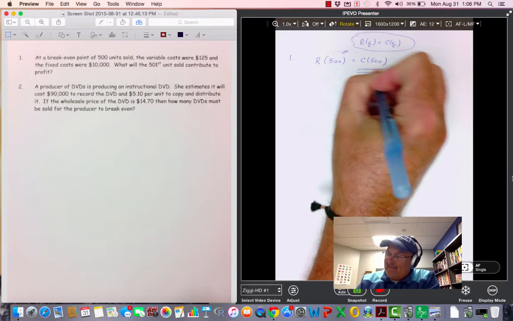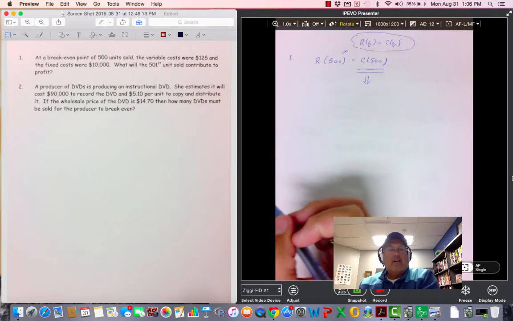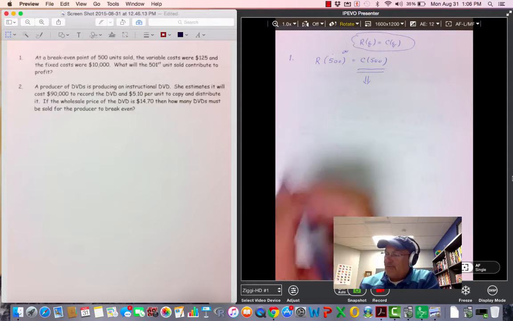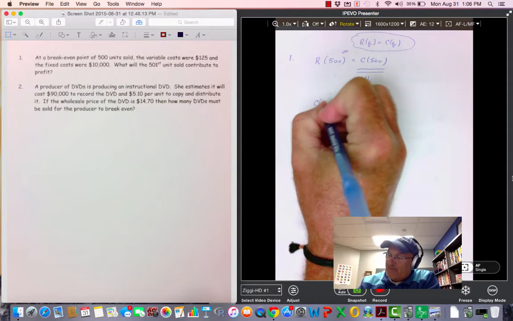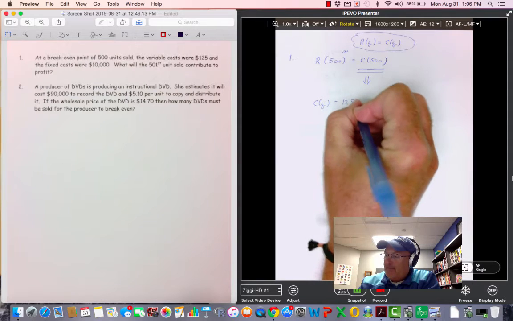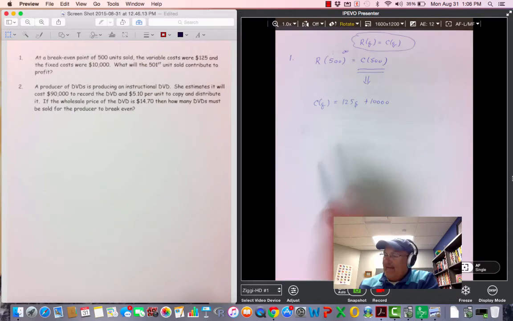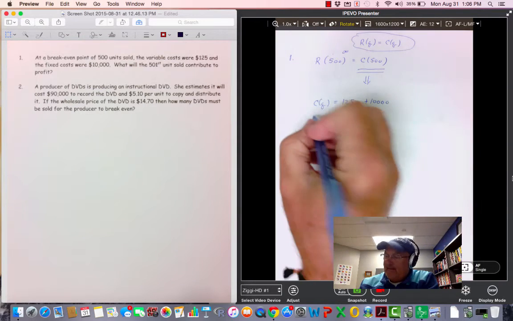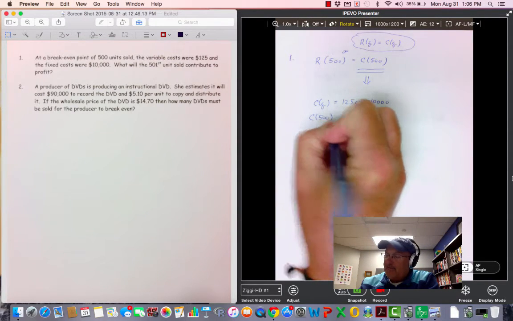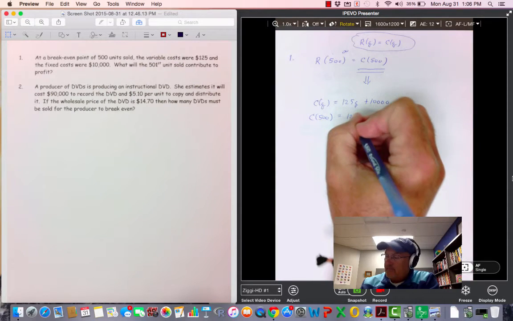Well, I can take this cost function and expand on that part, because after the comma it says the variable costs are 125 and the fixed costs are 10,000. So this information tells me that C of Q, the cost function, is going to be 125Q plus 10,000. And this C of 500 is important in the context of this problem because that's when the break-even point occurs.